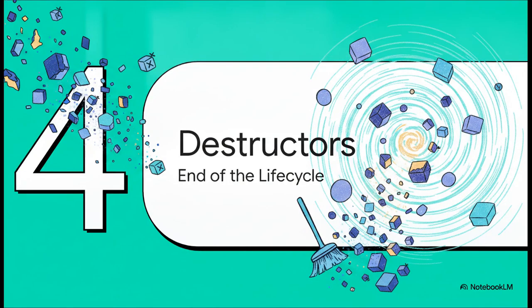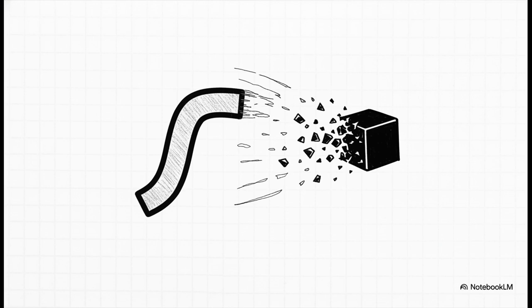Section 4, Destructors, the end of the lifecycle. And now, we reach the final stage. All good things must come to an end, and in programming, leaving old objects lying around causes massive memory leaks. So, we need a way to clean up. The syntax for a destructor is incredibly straightforward, but very specific. Just like a constructor, it shares the exact name of the class, and it has no return type.